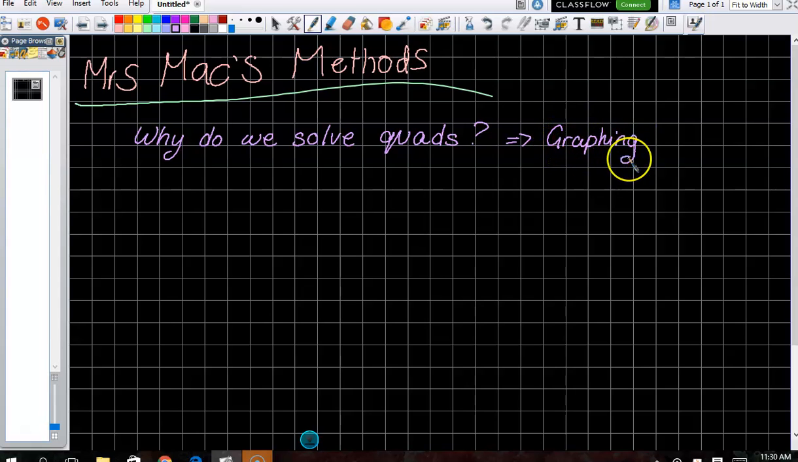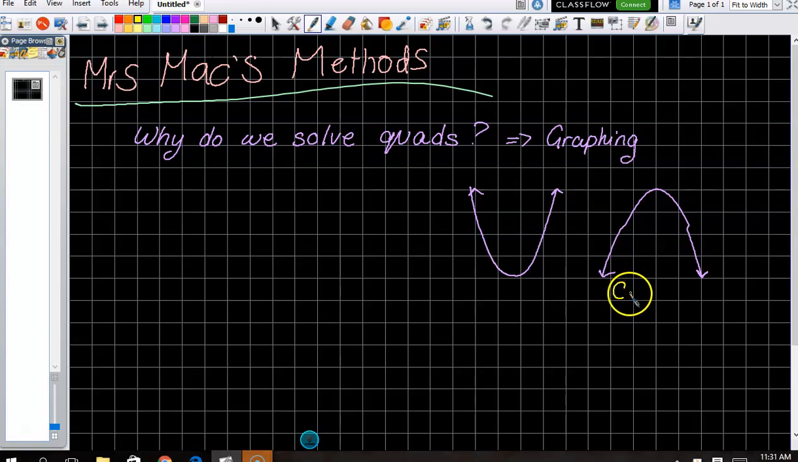Now, you've told me that a quadratic can look like this, or it can be the other way. Do you remember anything from last year about what determines that? Can everyone remember what this is called? It is a parabola, correct? But it's got a certain shape. Right, so this one is concave.